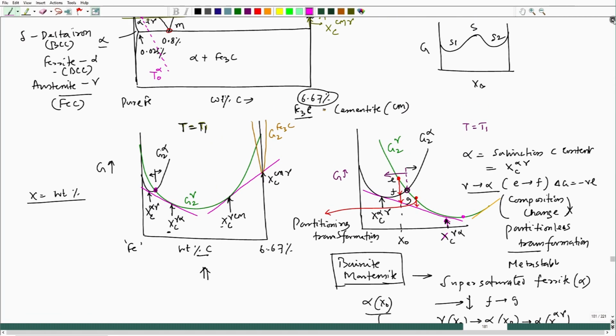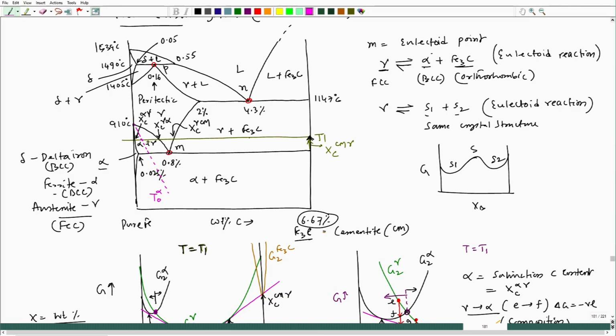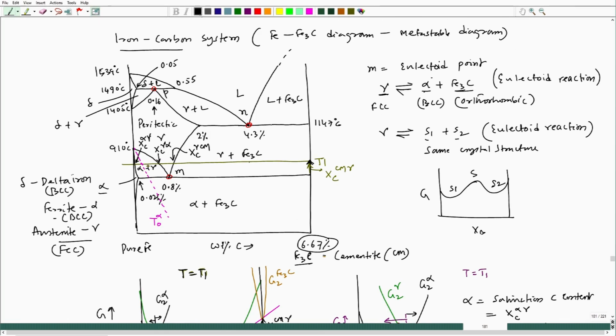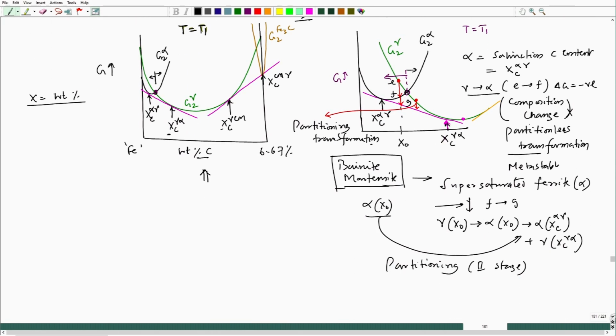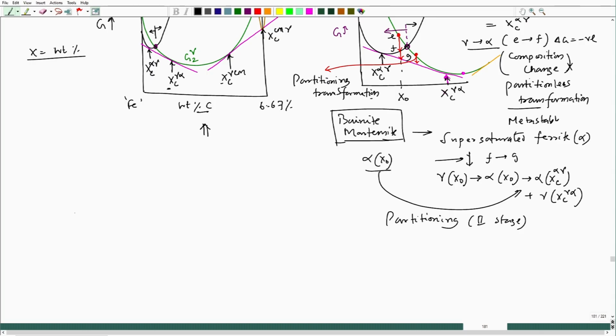So, in the iron carbon system, if you look at it, we have eutectic, this is eutectic, this is eutectoid, fine. And here the eutectic in the iron carbon system can be placed like this. The eutectic is nothing but liquid going through an equilibrium transformation to gamma plus Fe3C. So, this is the eutectic transformation in the iron carbon system, fine.